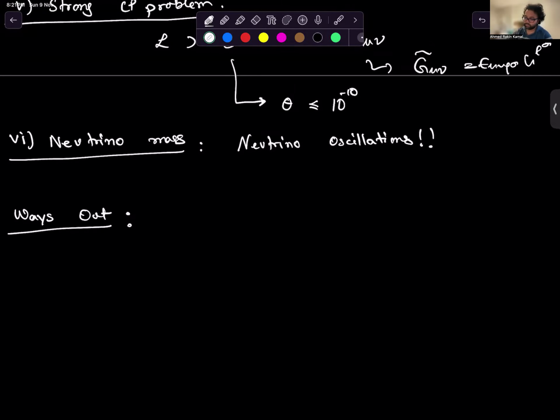Yeah, actually, neutrino oscillation experiments reveal that neutrinos have a very tiny mass. They're not massless. One of the ways to explain it is by something called a seesaw mechanism. It's a way to generate a mass, but it is not within the framework of the standard model. And that's what observations suggest: neutrinos have a very small mass.